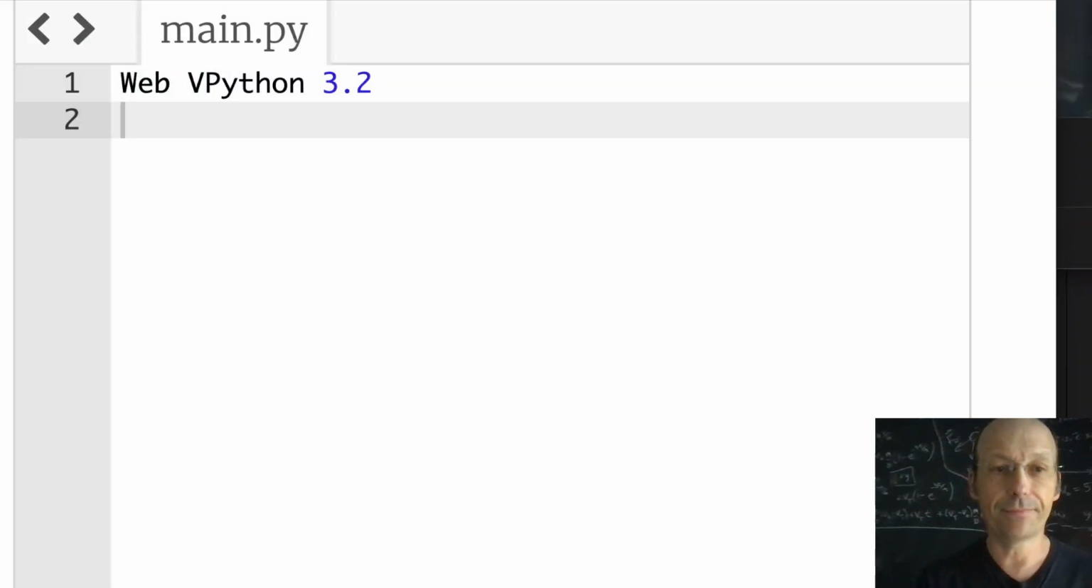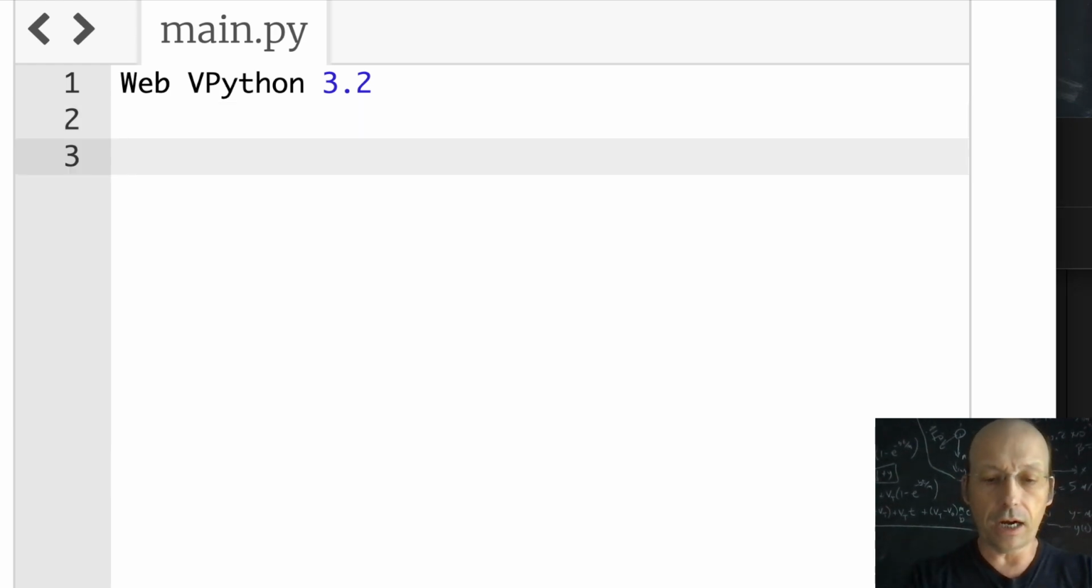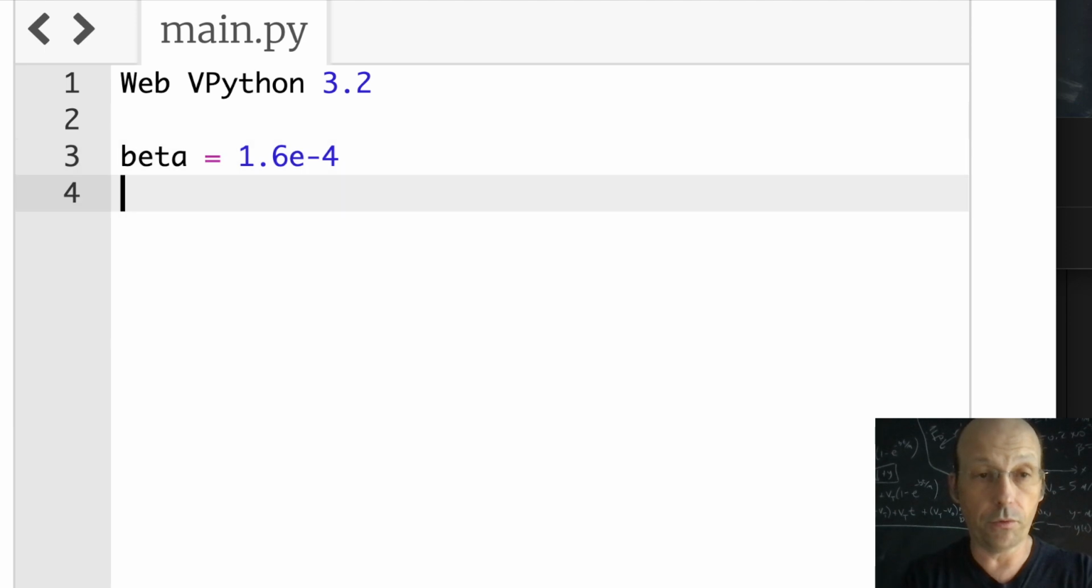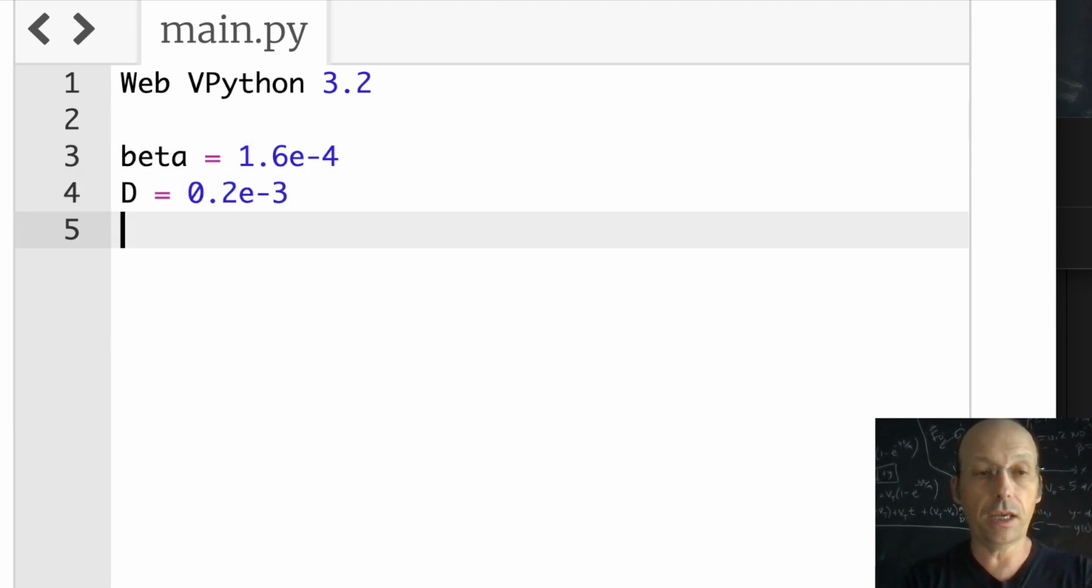Okay, switching to Python now. I'm in Python, so WebVPython. Let's just start entering our constants. I'm trying to decide how I should do this. Okay, let's just say beta equals, what did I say? It's up there. 1.6 times 10 to the negative fourth. D is 0.2 times 10 to the negative 3.